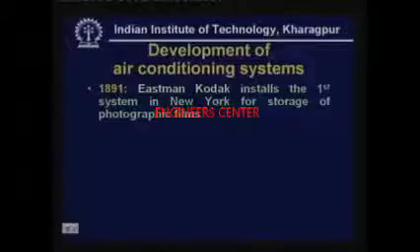So as a result, refrigerant systems were used in air conditioning systems to maintain the required conditions. The first air conditioning system was installed by Eastman Kodak, the famous photographic film manufacturer, in 1891 in New York, to store photographic films. As you know, photographic films are very sensitive to moisture and temperature, so you require proper storage conditions. So this is the first example of an air conditioning system.